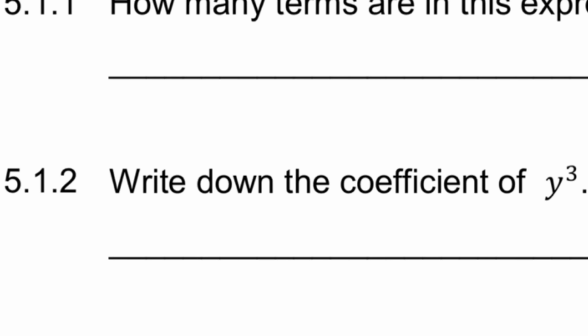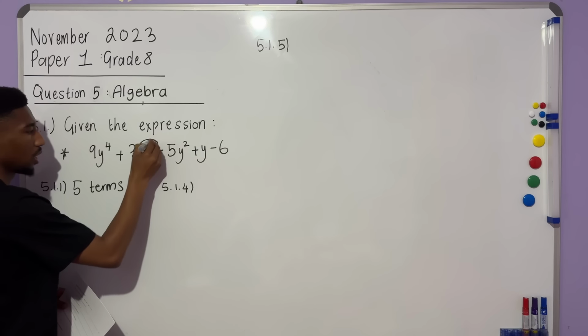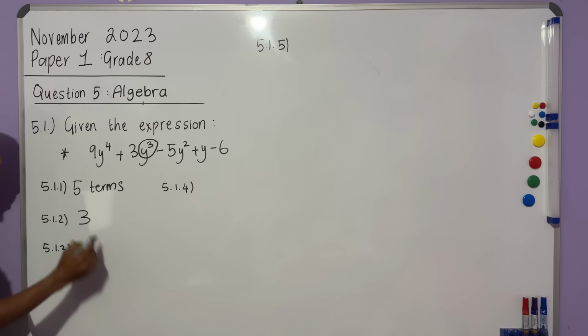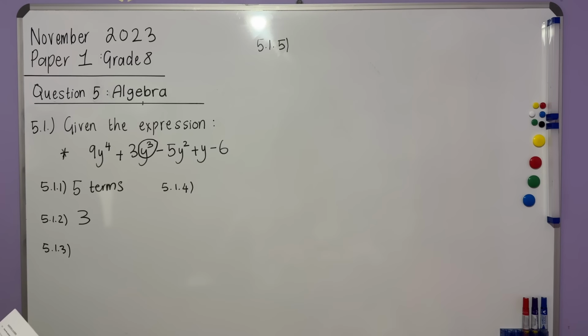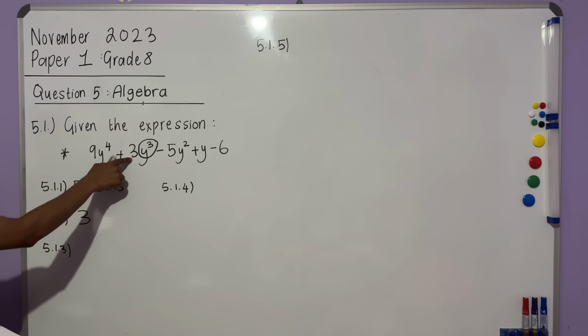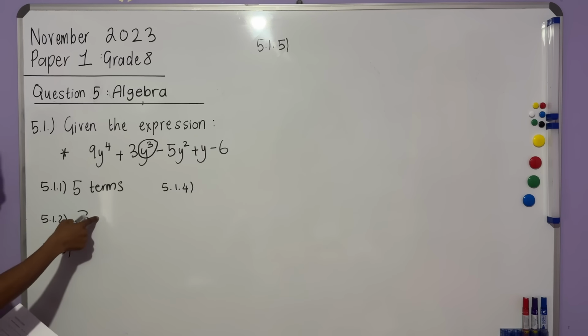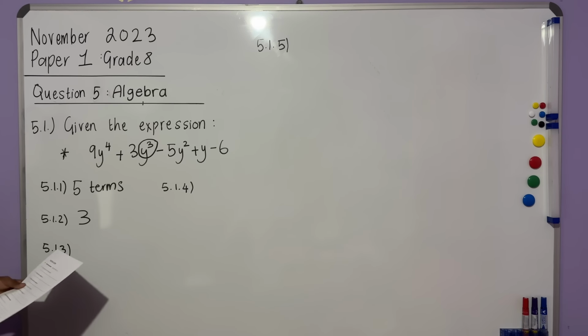Okay, write down the coefficient of y to the power of 3. You're going to go to the letter y to the power of 3, and you're going to look at what is standing in front of that. That would be the coefficient. The coefficient of y to the power of 3 is that 3, not this 3, that 3 in front. If there was a 4 in front there, the coefficient would have been 4.